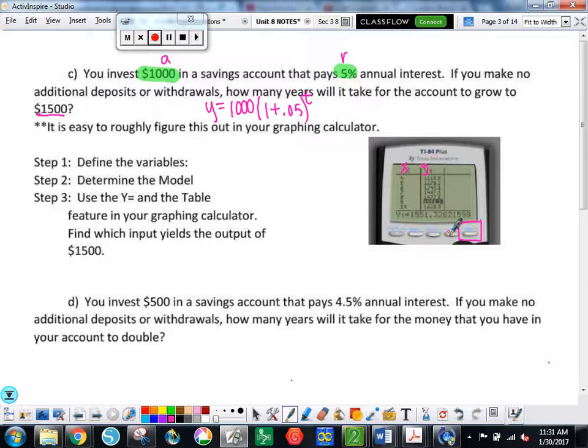It looks like at year 8 it's 1477, is that right? And then at year 9 it's 15 something? Yes. So it's not going to take 8 years, that's not enough, right? So we're going to say it takes how long? 9 years.